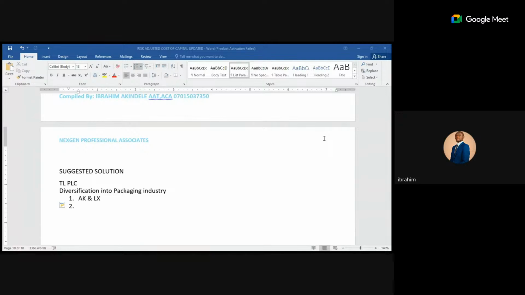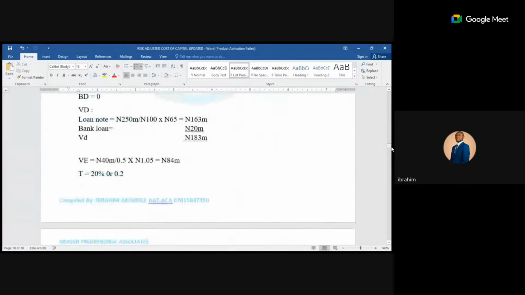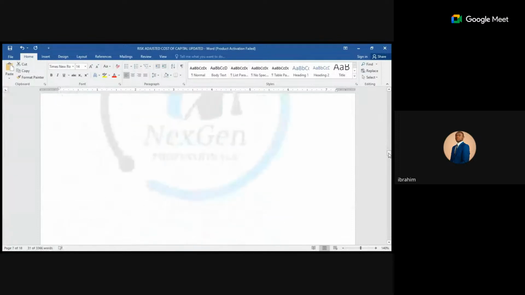You have the asset beta of the 3 proxy companies. Then you can now move to the next step. Class, am I communicating? So in this case, we need to calculate the asset beta for AK PLC and LS, so that we can quickly look for the average.